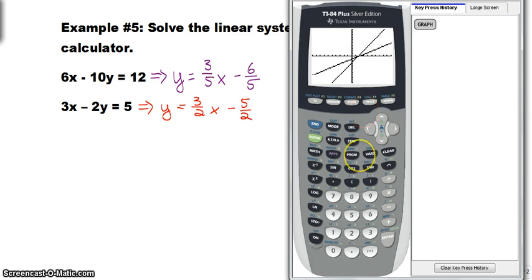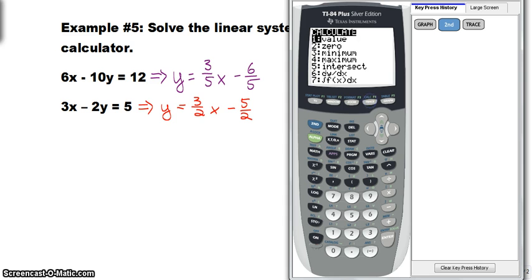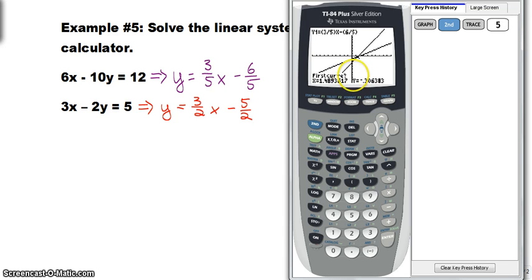Now we can see that the lines are intersecting here, but we want to know that exact point. To do that, you're going to hit second, and then the trace button, because that gives you the calculate menu. Then if you look, choice 5 is intersect, which is where we find our solutions, the intersection point. I'm going to choose choice 5. If you look down here, it's asking first curve. That means it's asking if that's the first line you want. And it is, so I'm going to push enter.